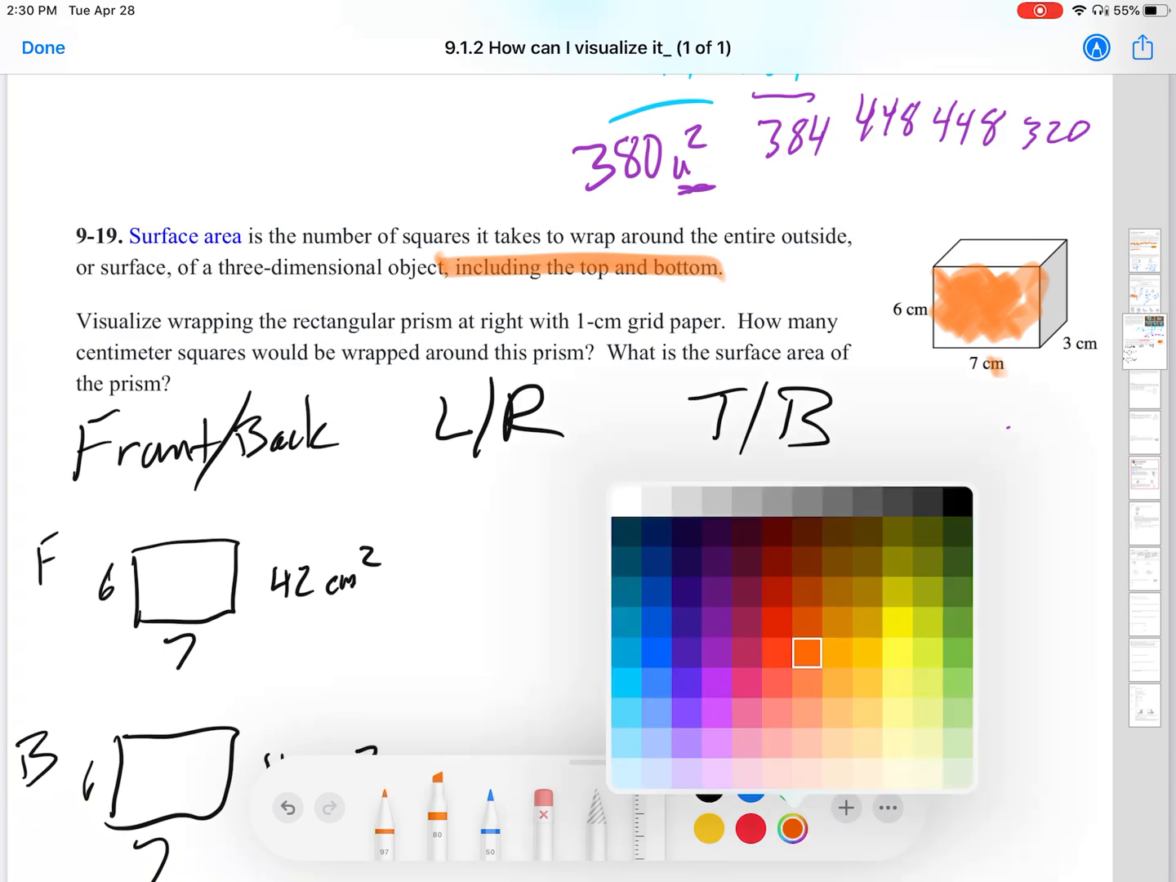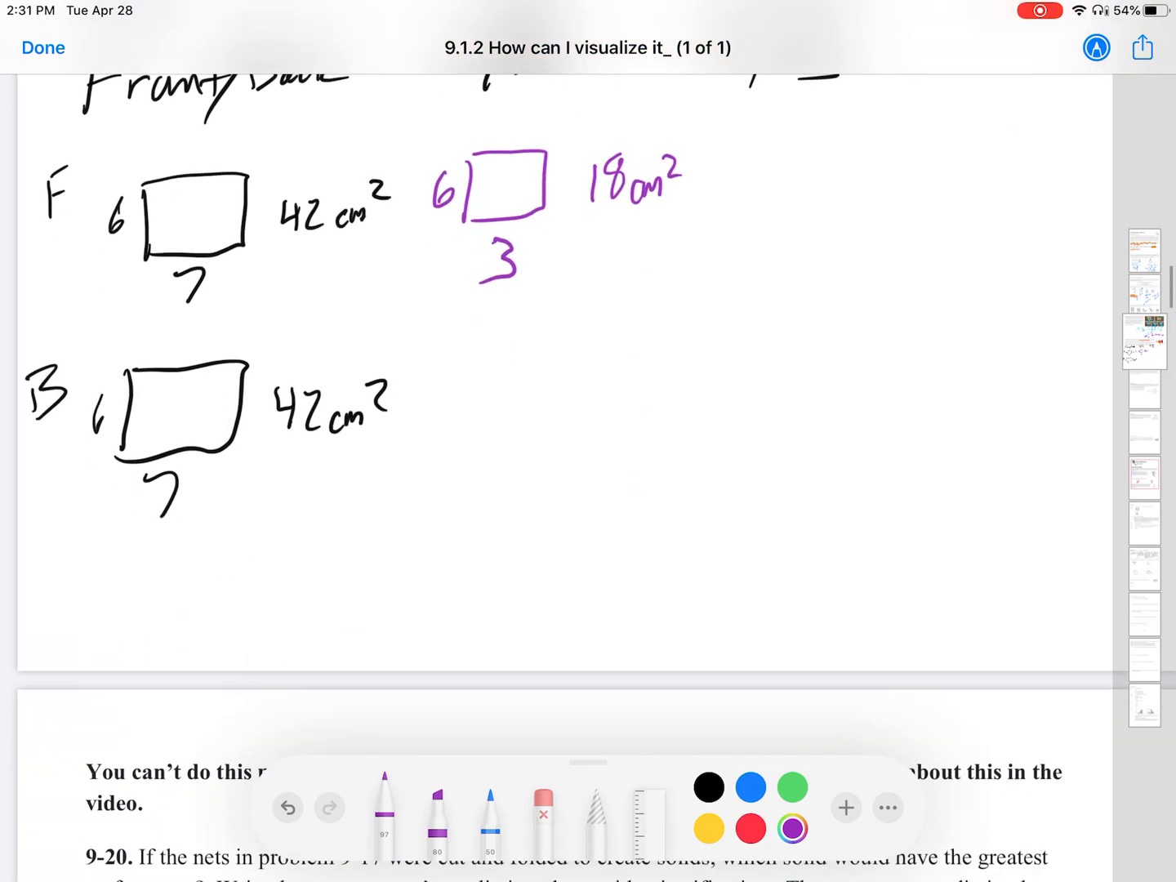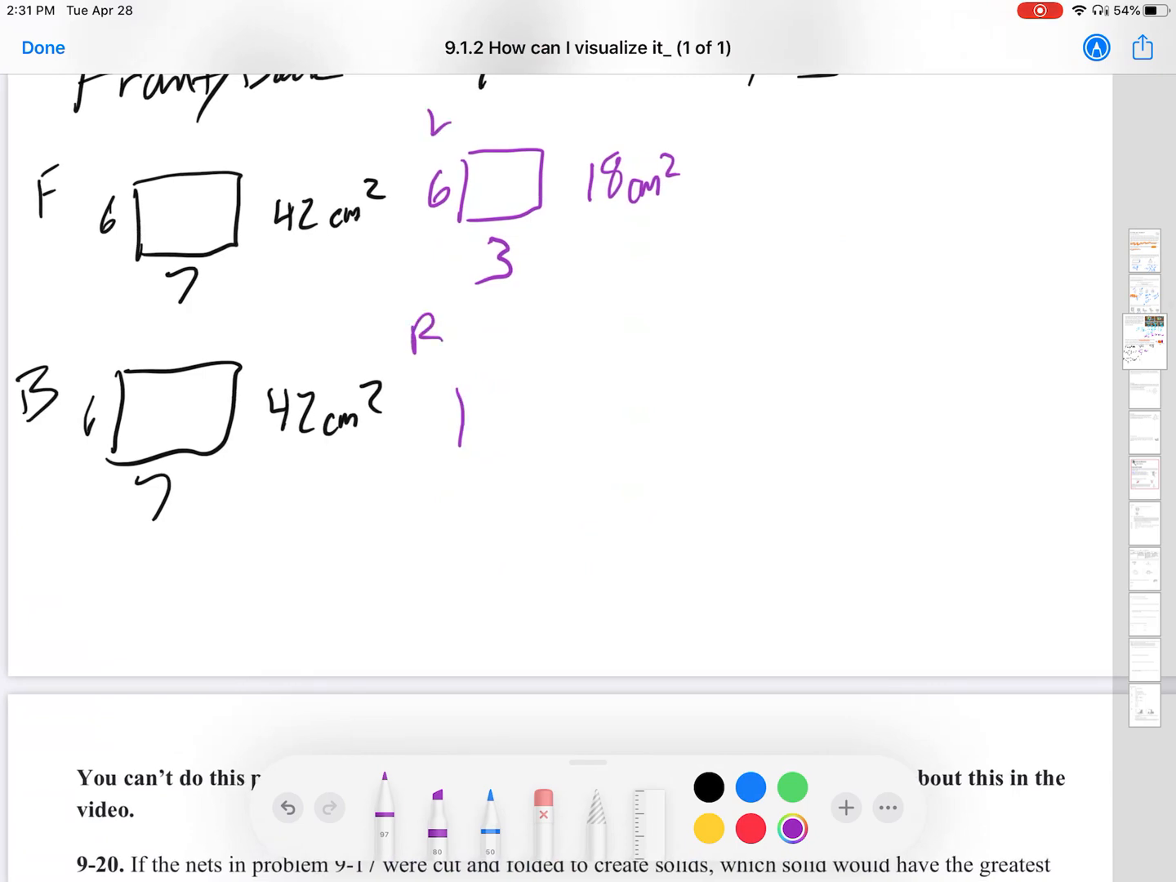Well, what about our left and right? Let's choose another flavor, another color, maybe a purple. Let's use purple. And under here, let's just visualize that side. Well, we take our rectangle and we put that here. We have a 3 on the bottom, but what's the other dimension? Since this 6 here, we follow that over, that would be 6. So this is also 6. So then this one becomes 18 square centimeters. And that's just the left one. Well, what about the right? Same deal, and that would be 6 and 3 for 18 square centimeters. So we've accomplished 4 of the 6 faces.